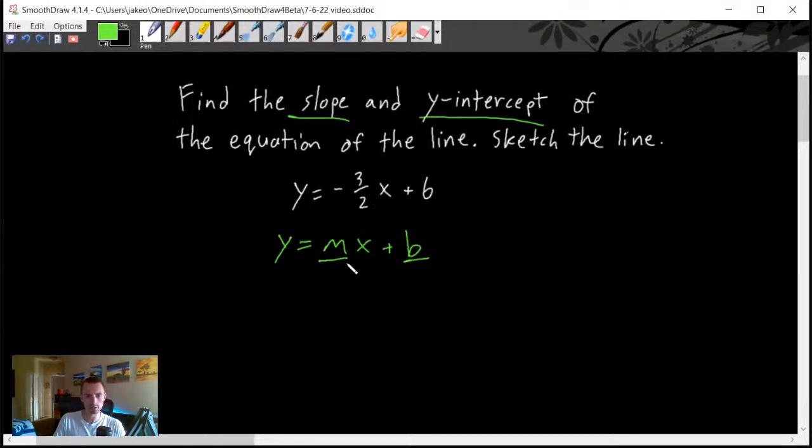When you have a line in this form, the number being multiplied by x is always going to be your slope. And the number that's not being multiplied by x, the number all by itself, the constant being added or subtracted at the end, that's going to be your y-intercept. So in this case, based on the form the equation was given in, we already know that the slope of the line is -3/2.